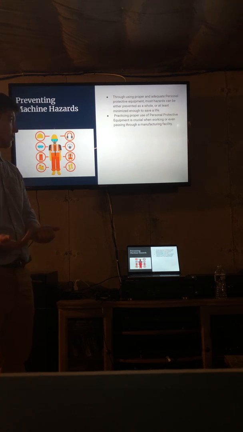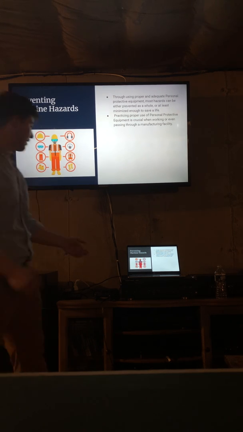And you don't want anybody getting hurt no matter how far they are. We make sure that the welding booths are closed and everybody has safety glasses on and stuff like that.